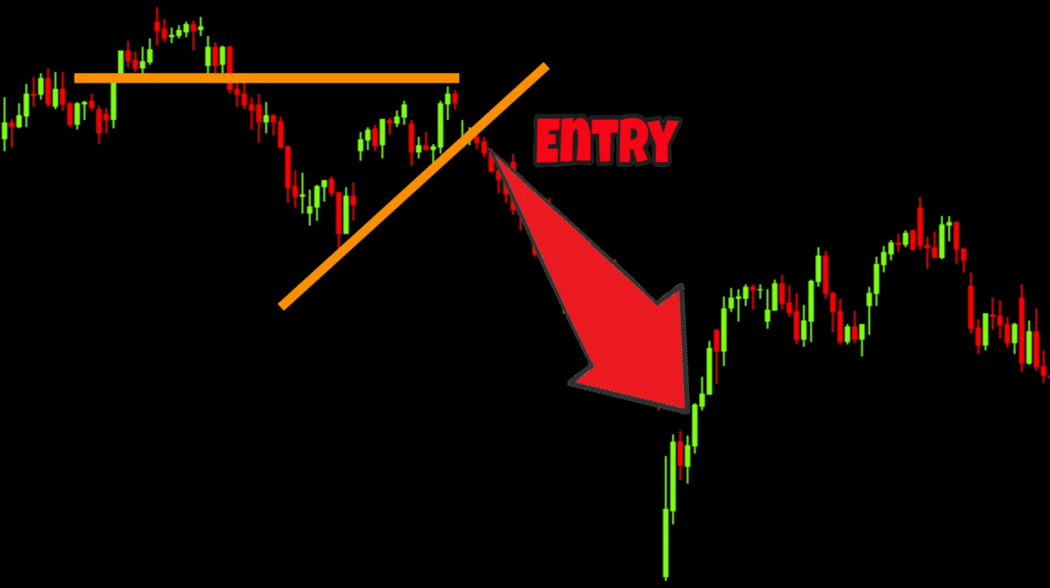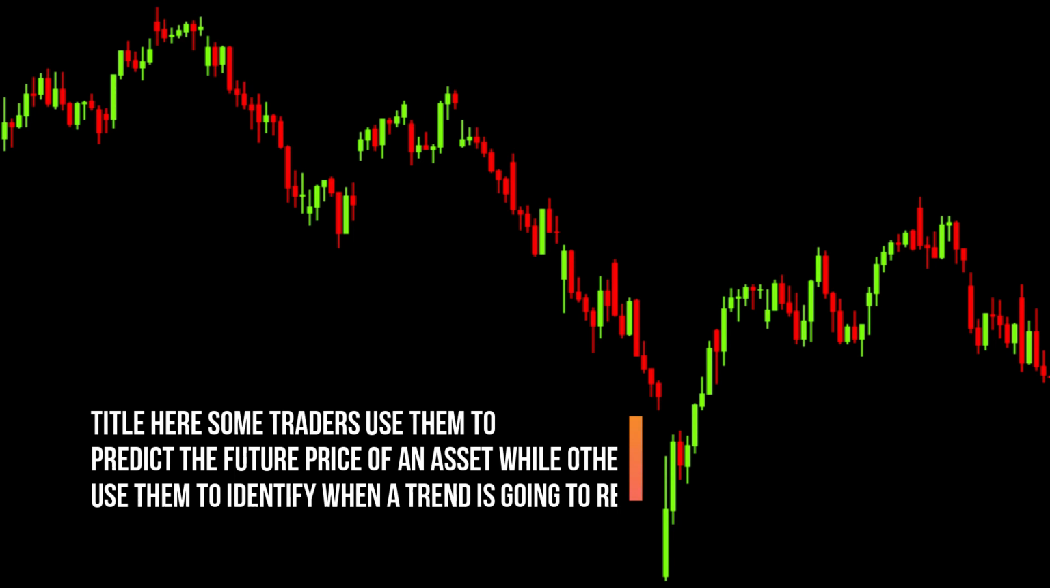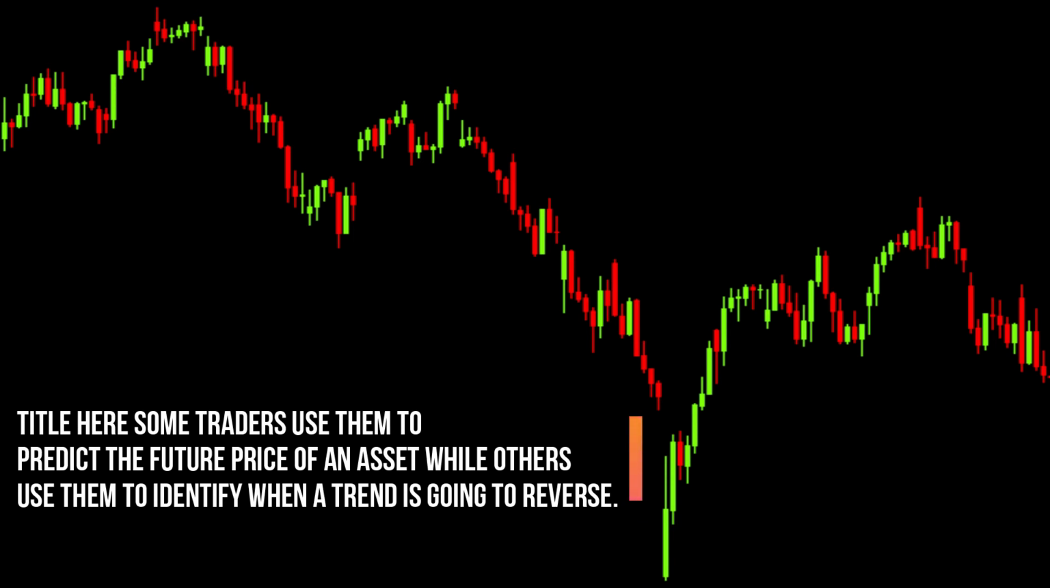Trend lines are a popular technical analysis tool. They are the best indicator for trading. In this video, we will explore how to identify the correct trend lines and what devices are valuable for traders. There are many different types of trend lines. Some traders use them to predict the future price of an asset, while others use them to identify when a trend is going to reverse.